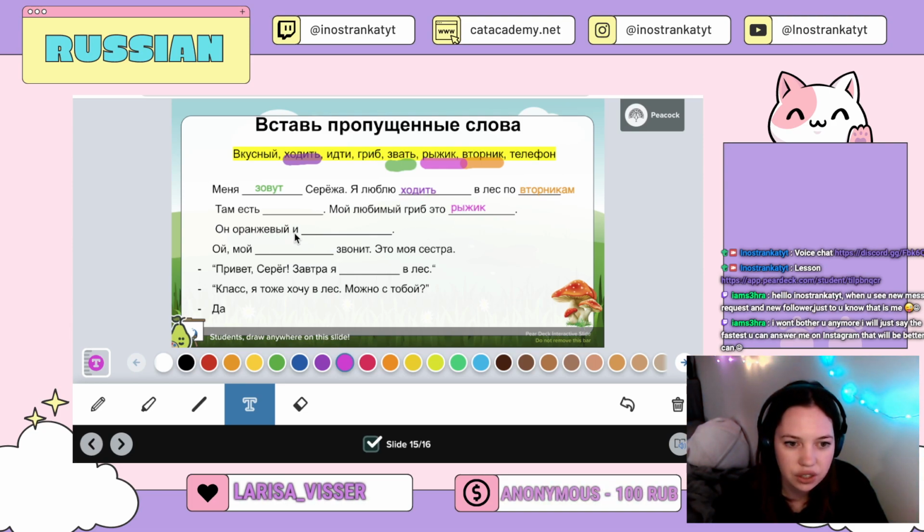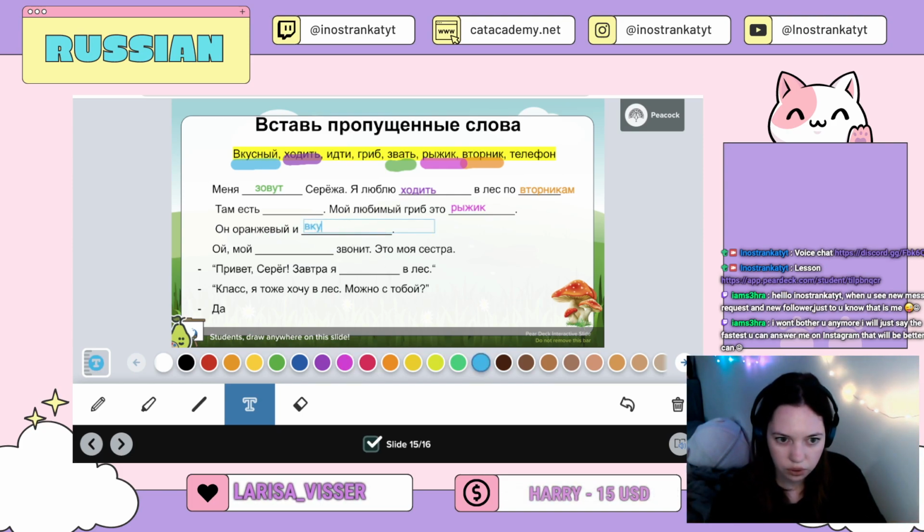Он оранжевый и. It is orange and now we need to find another adjective because оранжевый is adjective. Вкусный, yes. Идти, no. Гриб, no. Телефон, no. Вкусный. So we can write вкусный. Let's choose maybe a blue color. And here. Вкусный.